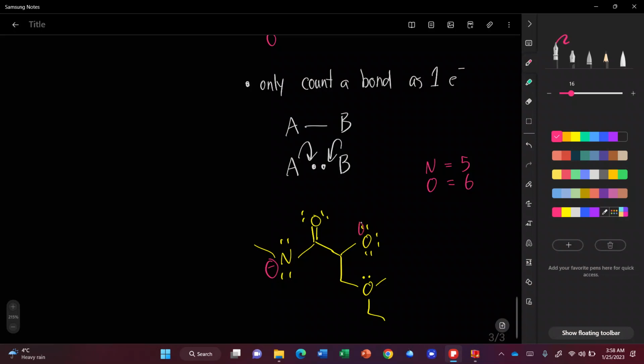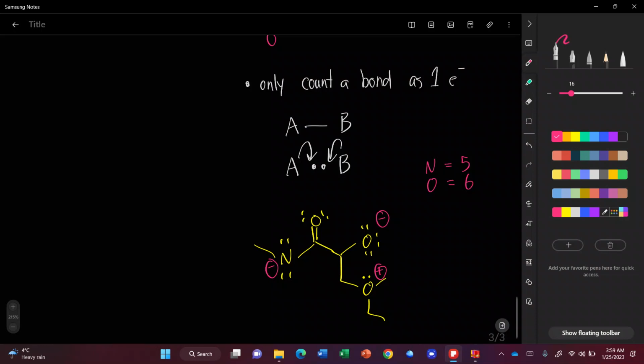Alright, let's do the oxygen on the right. That one would have 1, 2, 3, 4, 5, 6, 7. It has 7 electrons, it wants 6. Therefore, it has an extra one, and that means that this oxygen is formally negative. If we do this oxygen down here, it has 1, 2, 3, 4, 5. So it has 5, it actually wants 6, so it's missing an electron. That means that this oxygen down here is formally positive. So these would be the assignments of all of the formal charges in this molecule.